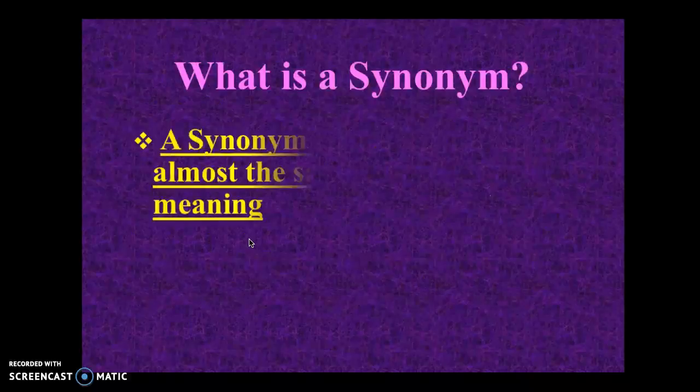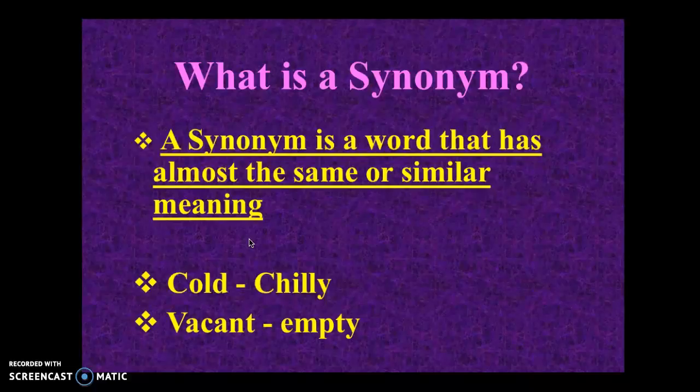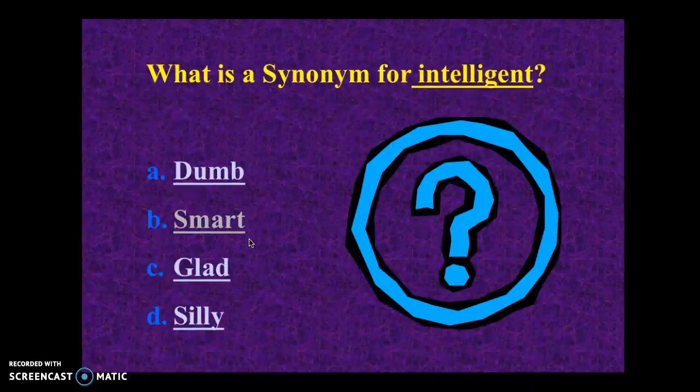So what is a synonym? A synonym is a word that has almost the same meaning or a similar meaning as another word. So some examples here are cold and chilly, they're the same. Vacant and empty, they're the same. And big and huge, also the same. So a little bit of practice here, some quiz questions.